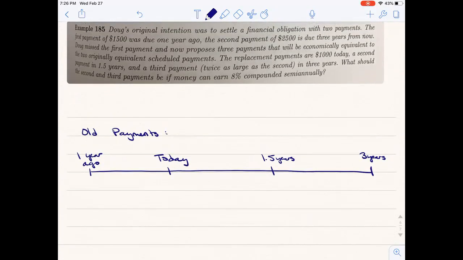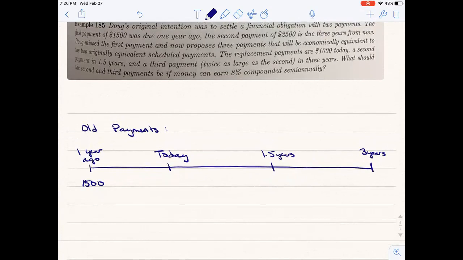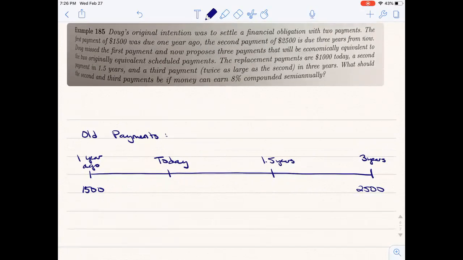So now we're going to put the dollar amounts down below. So the dollar amounts for the old payments was $1,500 a year ago, and a second payment of $2,500 is due 3 years from now. It's not quite clear from reading the question where we should draw these payments to and make them equivalent.